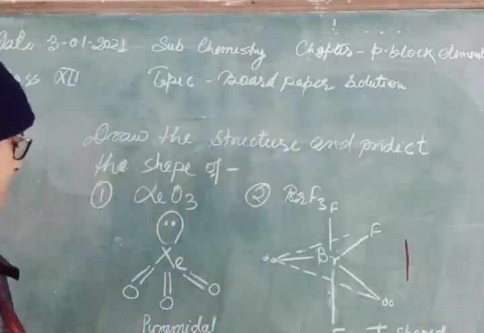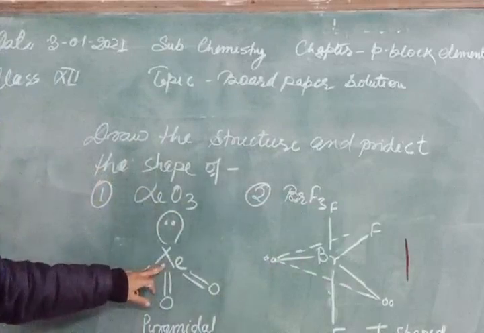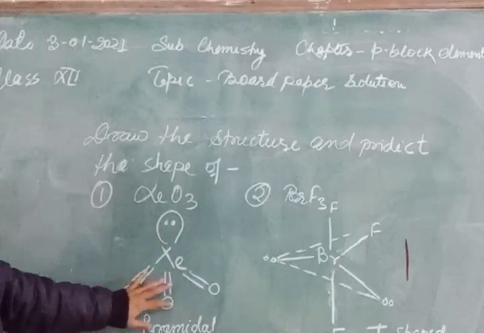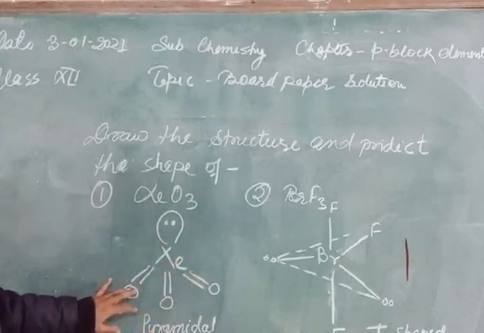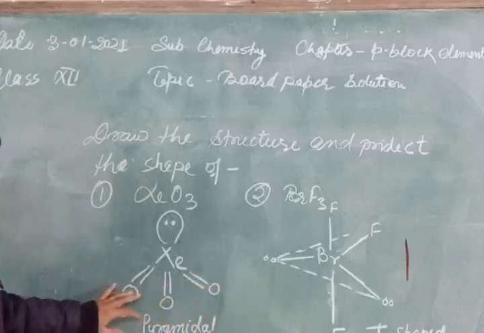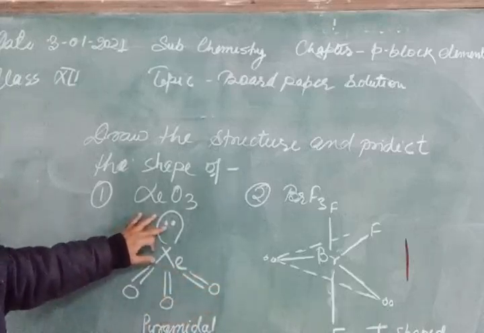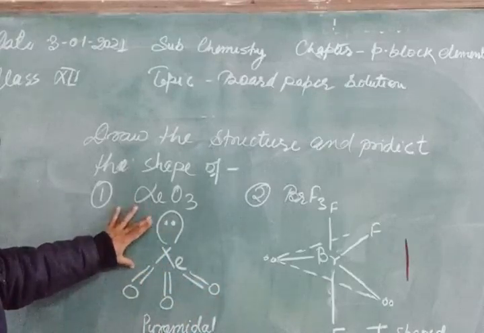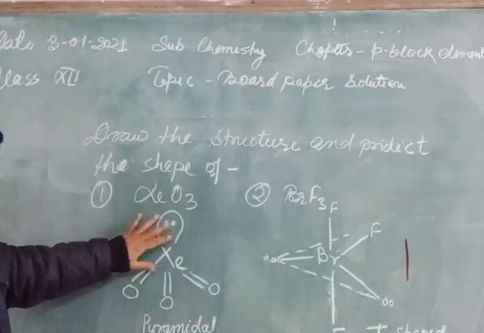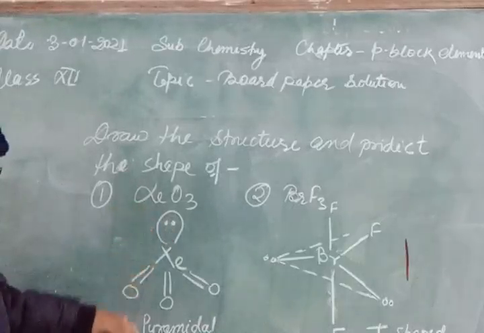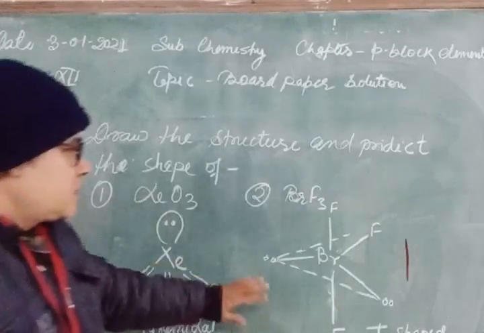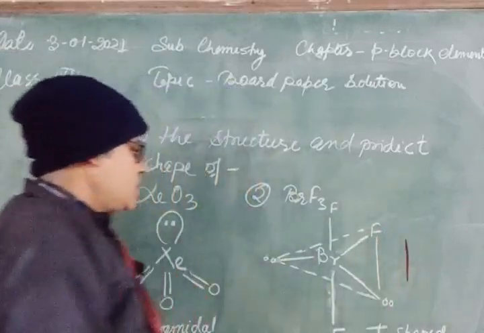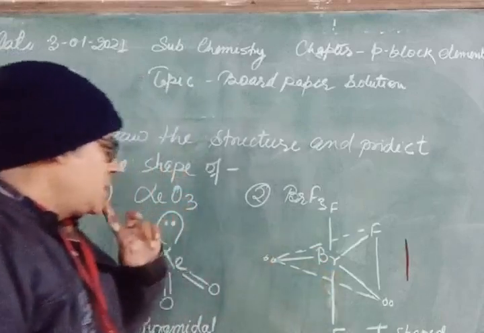Once again you can see here, 8 electrons means 4 pairs of electrons, in which 3 pairs are distributed to the three oxygens, one pair each, and 1 remaining lone pair. According to regular geometry it should be tetrahedral, but due to the presence of a lone pair it is distorted into a pyramidal shape.